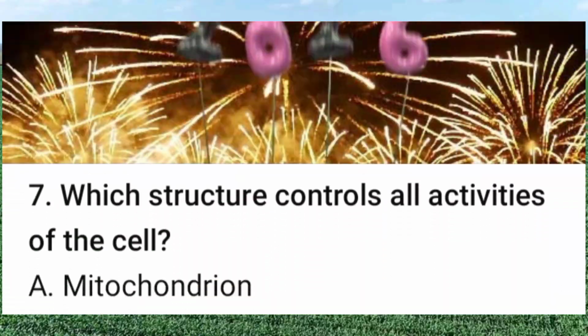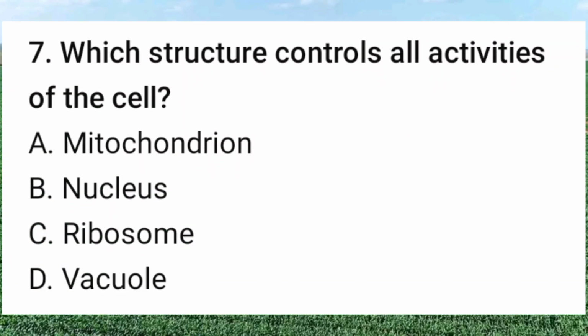Section C, question 7. Which structure controls all activities of the cell? Mitochondrion, nucleus, ribosomes, vacuole. Mitochondrion is for energy, nucleus to control the activities of the cell, ribosomes to synthesize protein, and etc. So our answer is B. Nucleus controls all activities of the cell.